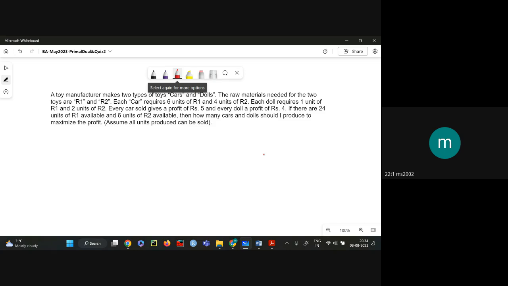You are being told that you have 24 units of R1 available with you and 6 units of R2 available with you. So given these resource availabilities, given these resource requirements for the two products, the question is, how many cars and how many dolls should I produce so that I maximize my profit? And we are going to assume that everything that you produce is going to be sold. All right. So this is the problem that we will be solving.